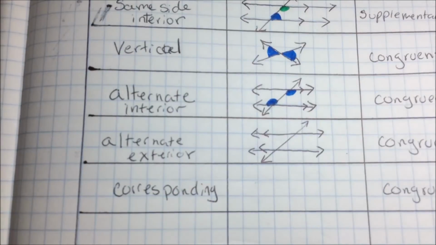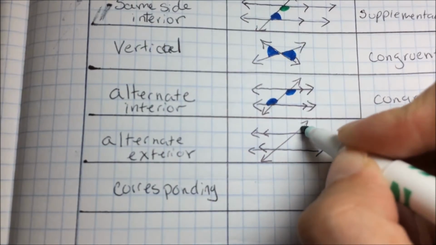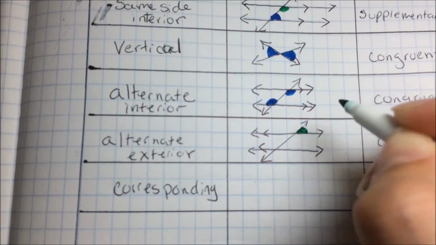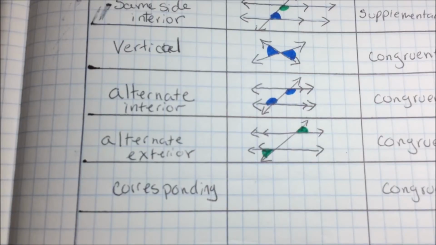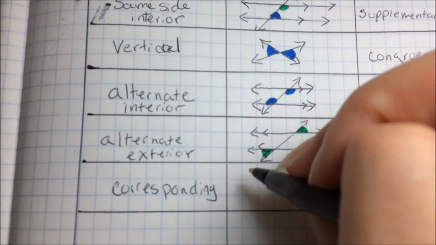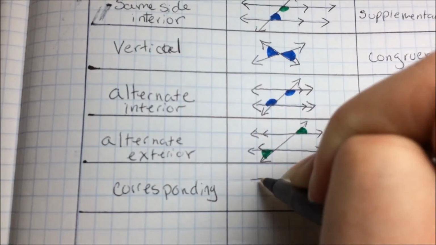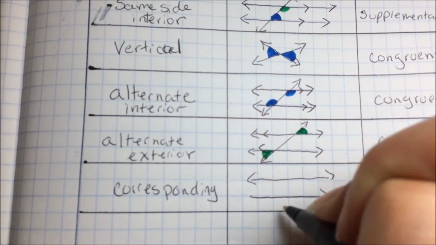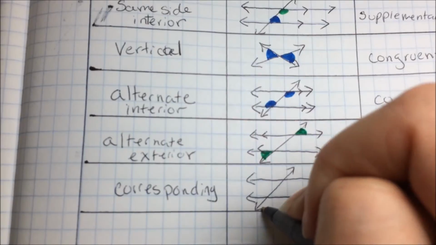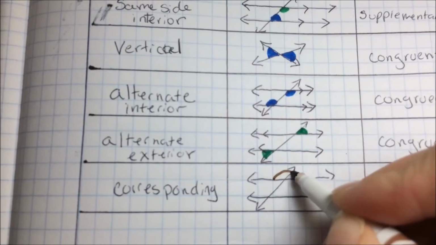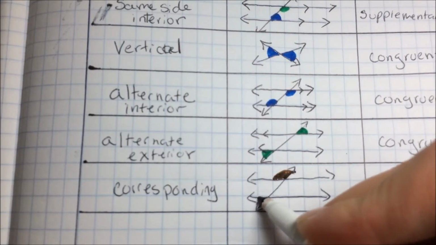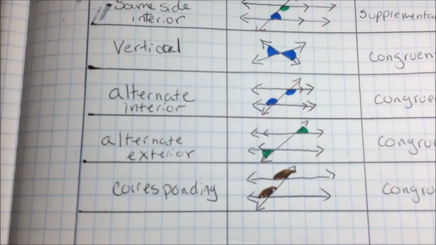I'm going to make these ones green just because I used a lot of glue already. And last but not least, we have corresponding, which look like this. Okay, it's really important that we have these different types of angles memorized.